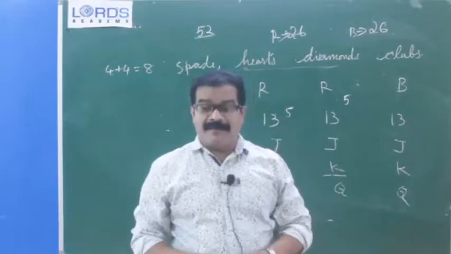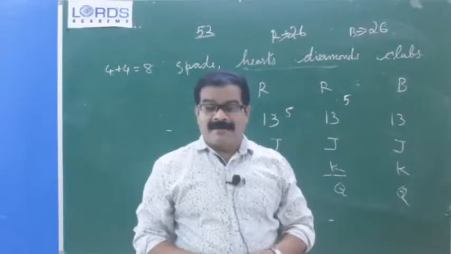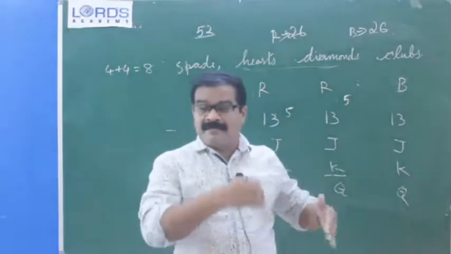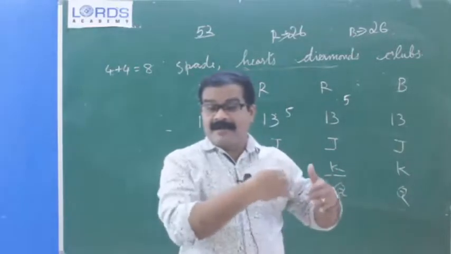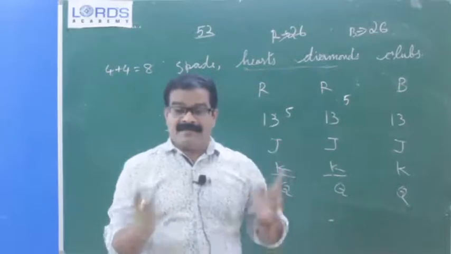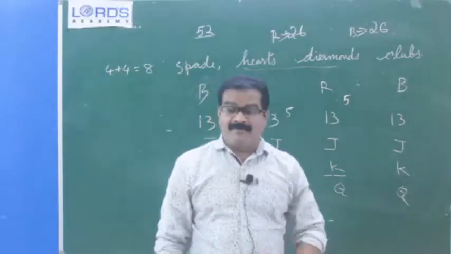Tell me. Intersection of red colors and 2 kings, that is red kings. Intersection. So, number of favorable cases.